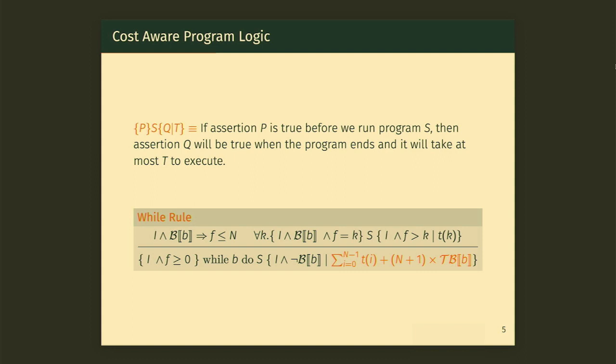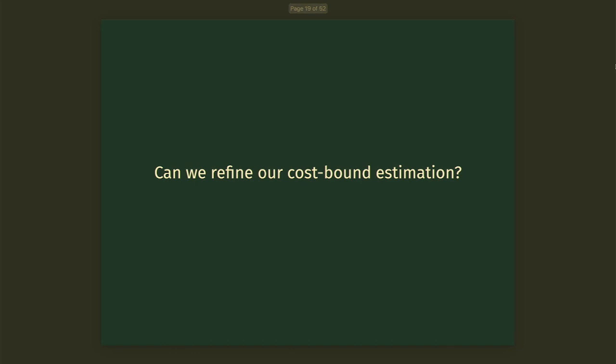And here we arrive to a logic that allowed us to prove limits on the execution time of some classical algorithms, some of which I'll show later on. However, we started wondering if we could refine a bit more our estimation. In particular, when we talk about the while rule, if we could make it a bit more refined. And to achieve that, we started wondering about using amortization.